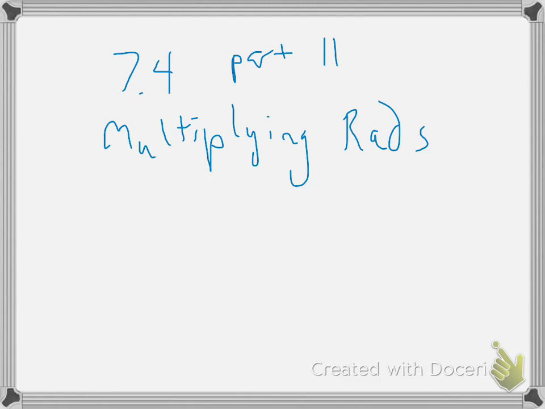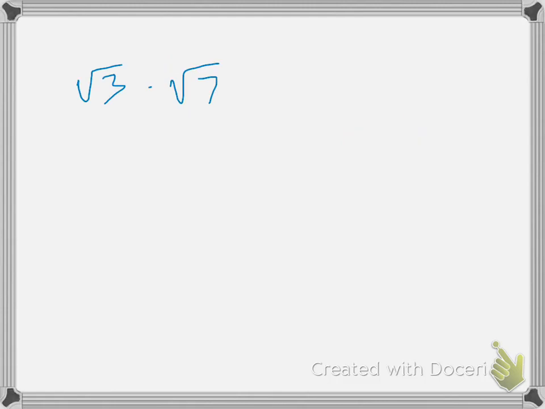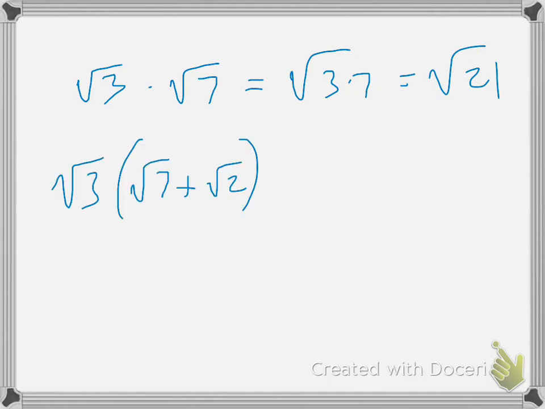So, recall square root of 3 times square root of 7. We can just say, oh, that's 3 times 7, which gives us the square root of 21. Super. What if it's the square root of 3 times the quantity square root of 7 plus square root of 2? Yeehaw. We are back to the old distributive.